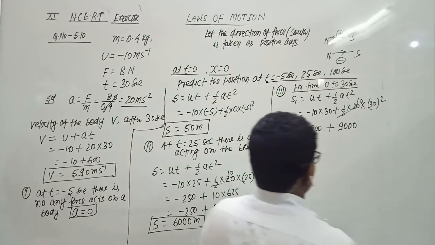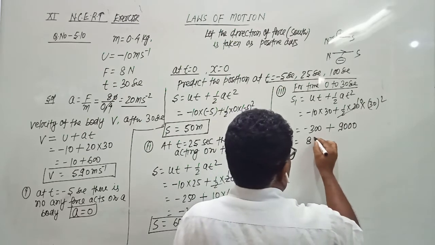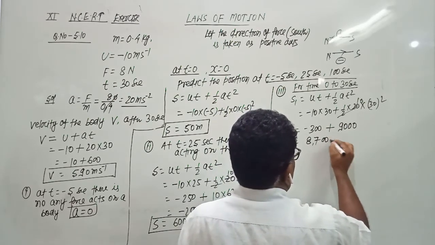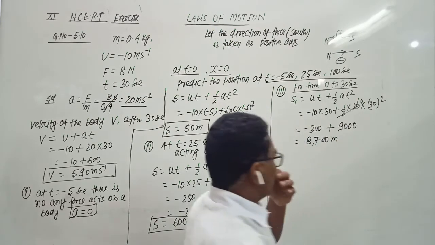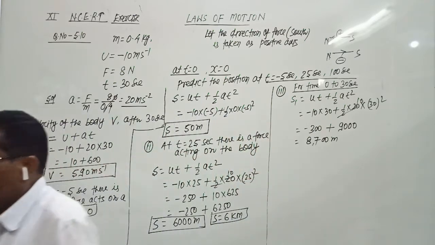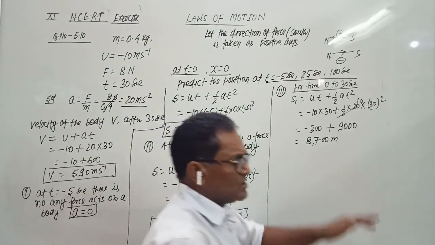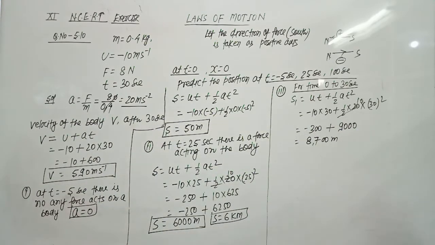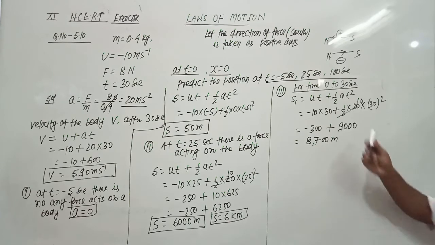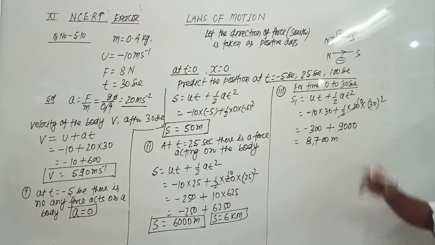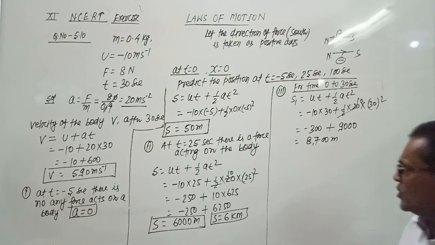So 9,000 minus 300, 8,700 meter. This is the distance covered by the body from 0 to 30 seconds, 8,700 meter. Now, for 30 seconds to 100 seconds, in duration from 30 to 100, which is 70 seconds, there is no force acting on the body.